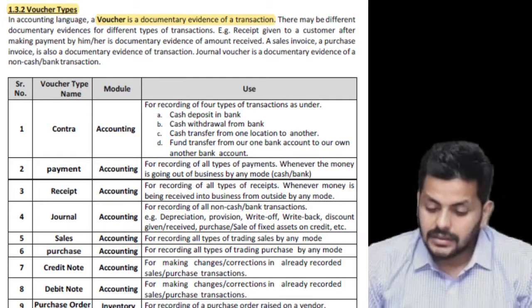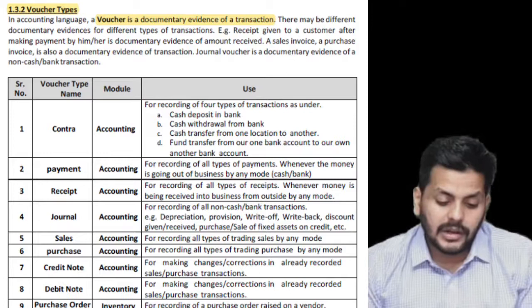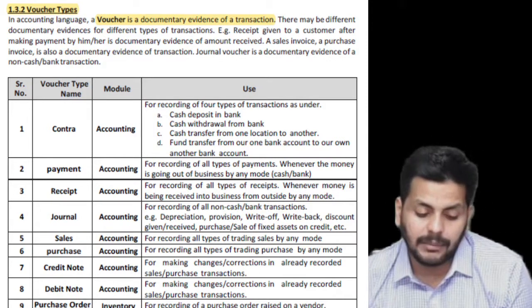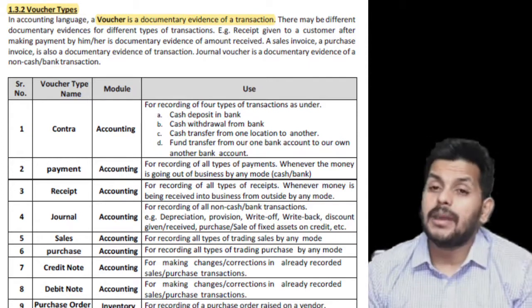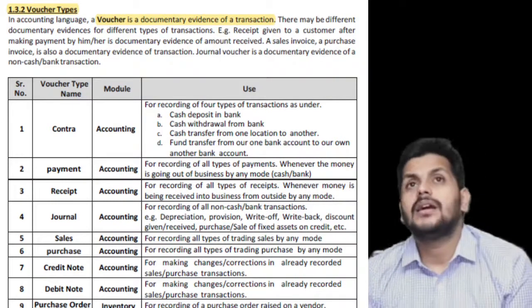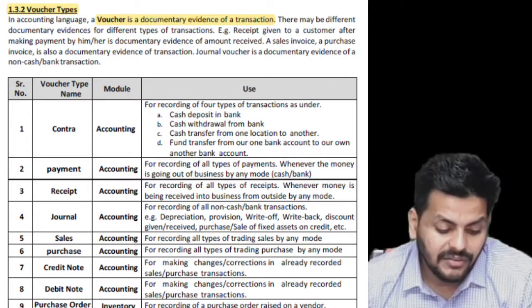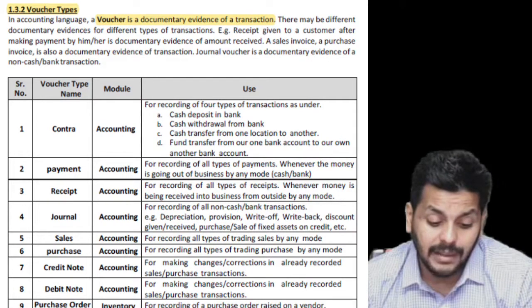Very easy. Voucher is nothing but a documentary evidence of the transaction. There may be different documentary evidences for different types of transactions. You know that. So when we pay money, we'll get a receipt like that. Same way, when we receive cash, we generate a receipt. So a receipt given to a customer after making payment is a documentary evidence of the amount received.